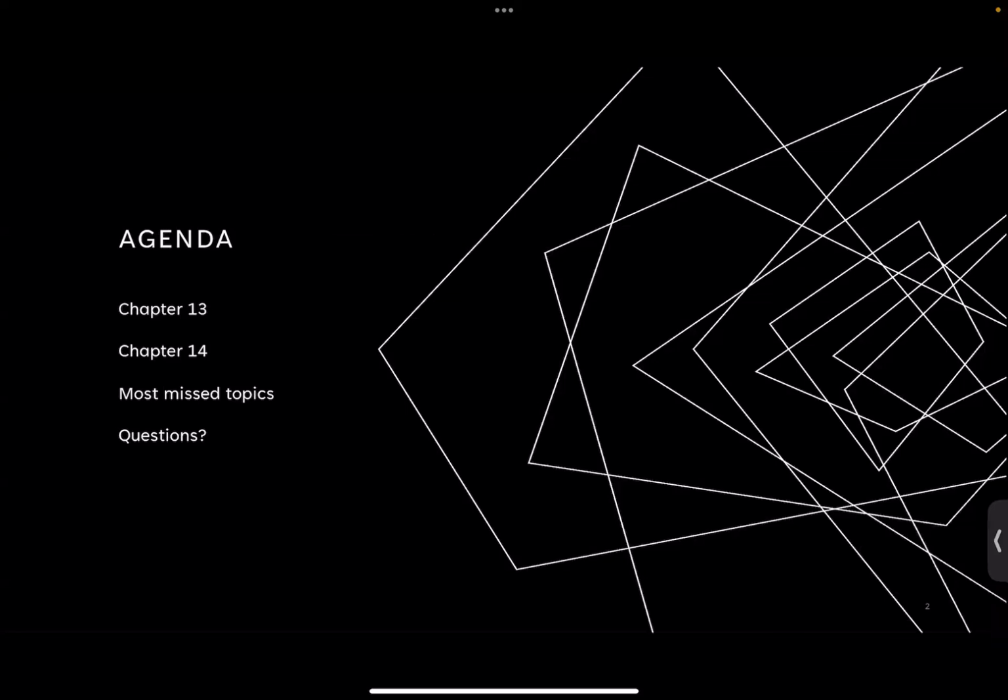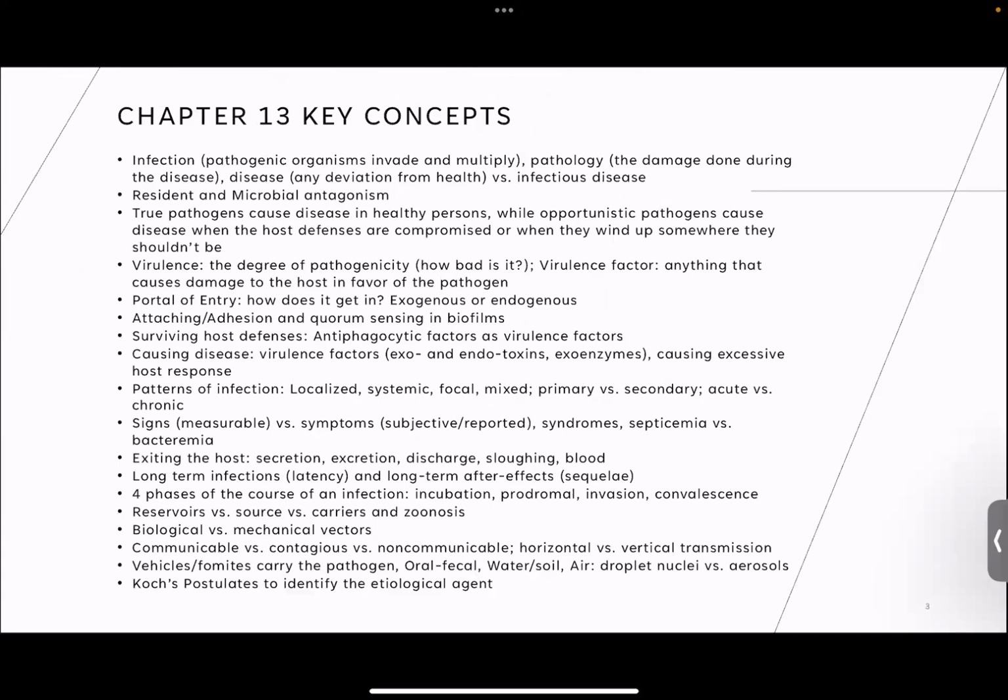Alrighty, so we're just going over chapters 13 and 14, and then going over some questions with the most missed topics. I think there's like 3 or 4 for chapter 13 and only 1, I think, for chapter 14, so this shouldn't be too painful. First things first, chapter 13, these were the major concepts that we covered for chapter 13.